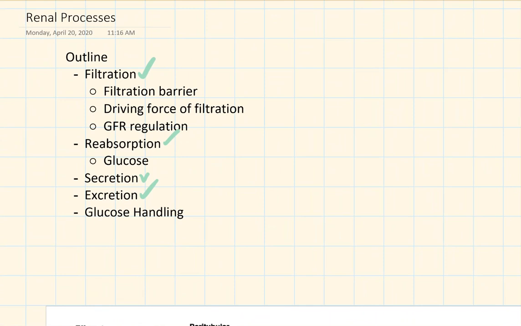This will be part one of a two-part video on renal physiology, and in this video I'll be talking mainly about the four main processes that occur in the nephron, those being filtration, reabsorption, secretion, and excretion. And then at the end I'll talk about how our kidney handles glucose, and from there we will go into part two where we do renal math.